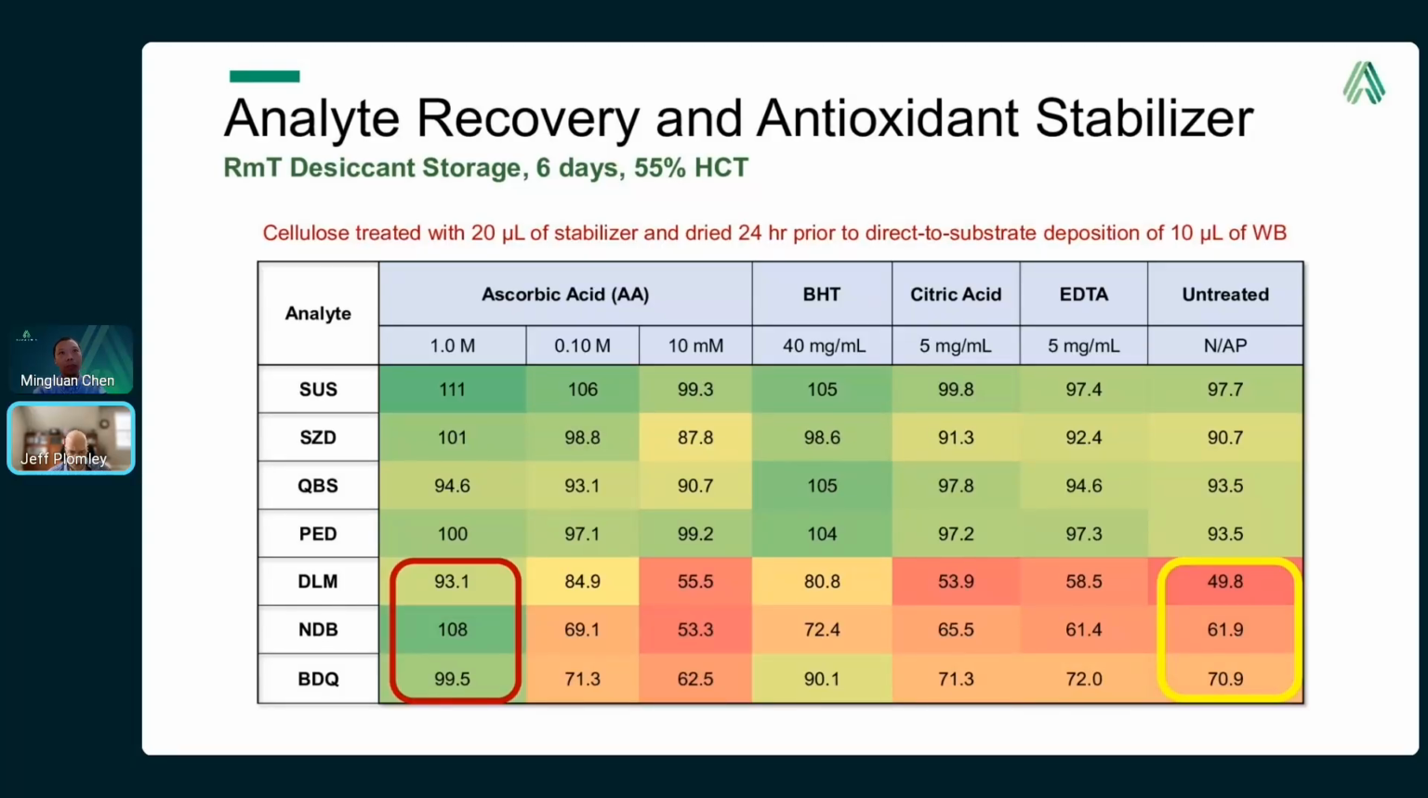And as we can see in this table here, 1 molar of ascorbic acid was the optimal stabilizer for each of the 3 reactive analytes. I've also indicated here the untreated cellulose substrate recovery losses, and we see some 30 to 40% recovery loss for NDB-BDQ, and almost 50% recovery loss for delamanid. When we treat the card with 1 molar ascorbic acid, we are seeing near quantitative recovery.